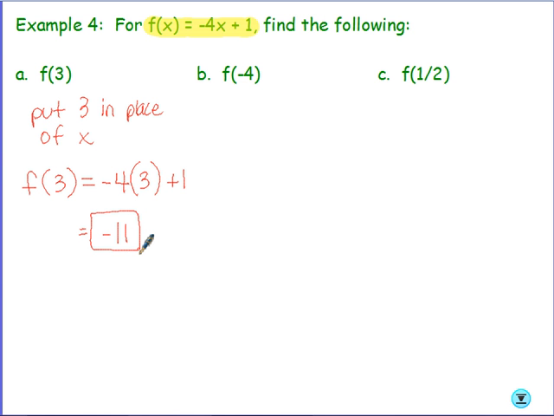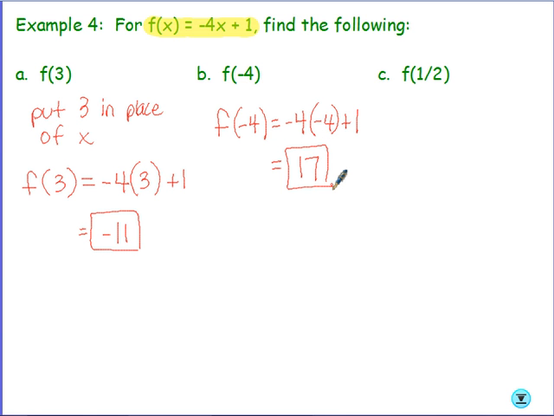So let's do it again. This time, we're putting negative 4 where the x is. So f of negative 4 equals negative 4 times negative 4 plus 1. Again, all I did was put the number right there where the x is. Negative 4 times negative 4 is 16, and 16 plus 1 is 17.